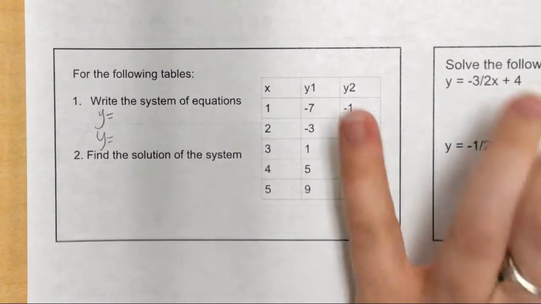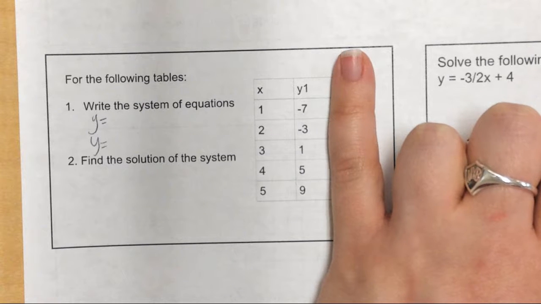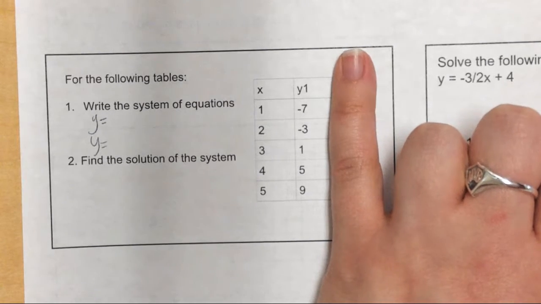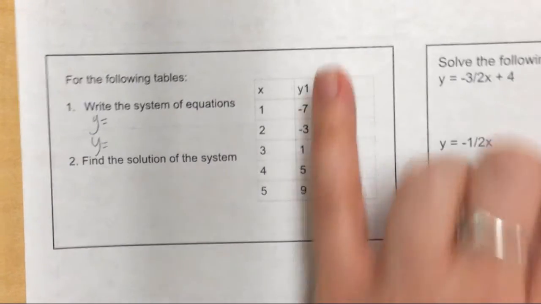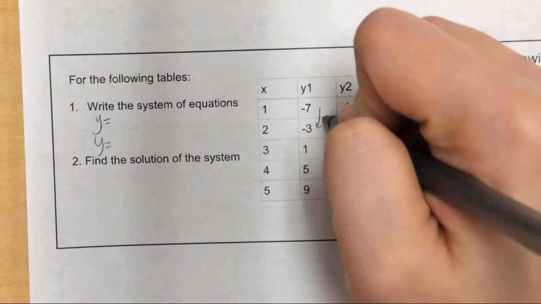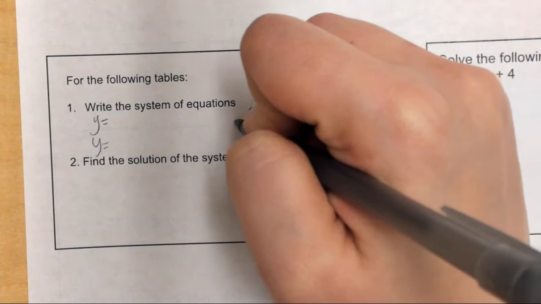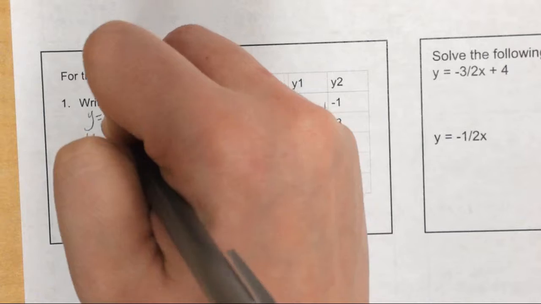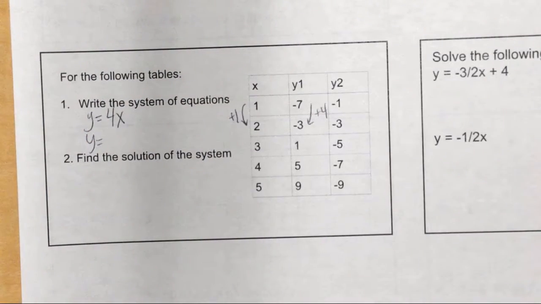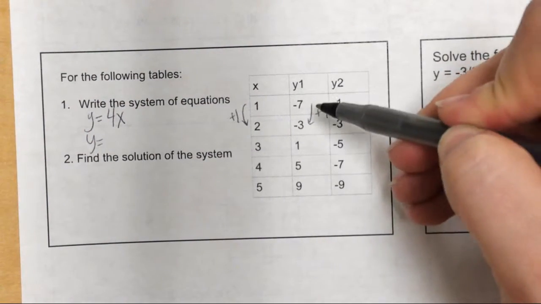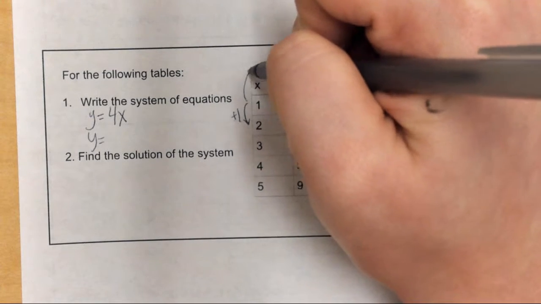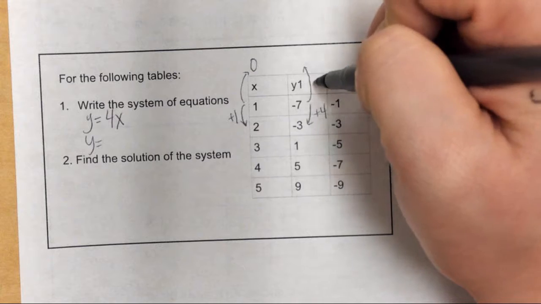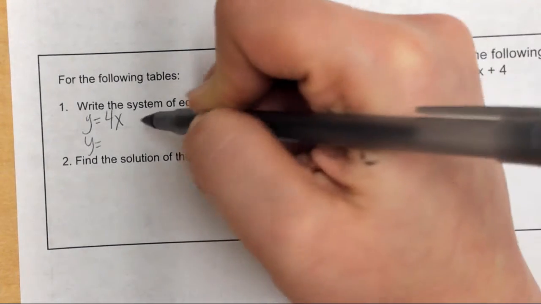For the first one, I'm going to cover up this one, and I need to find my slope. That's going to be change in y over change in x. So here, I add 4, here, add 1. So change in y over change in x is 4 over 1, or just 4x. Now I don't have my y-intercept, so I need to go backwards one step to get to 0. That means I minus 4, and I get negative 11.